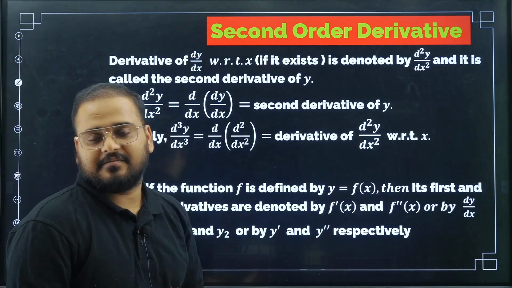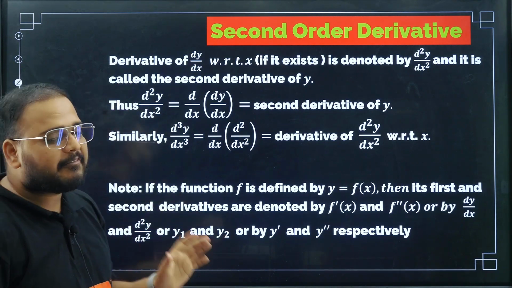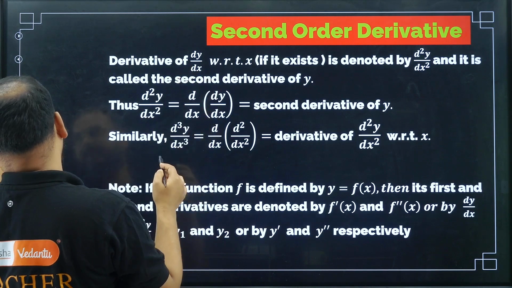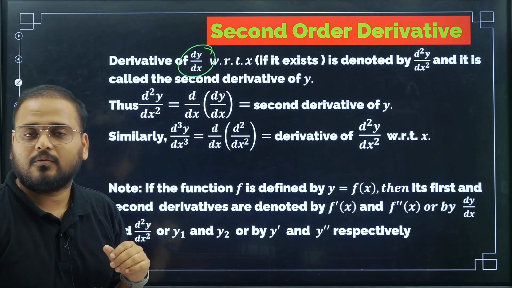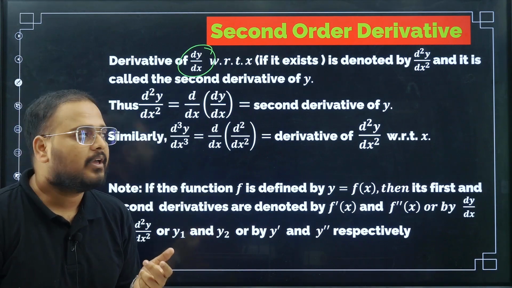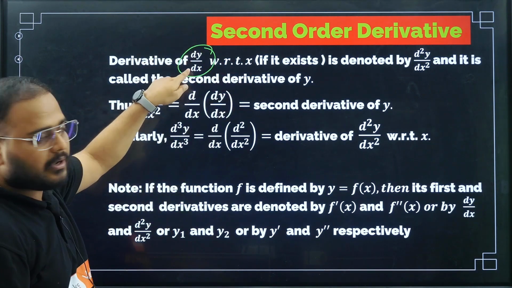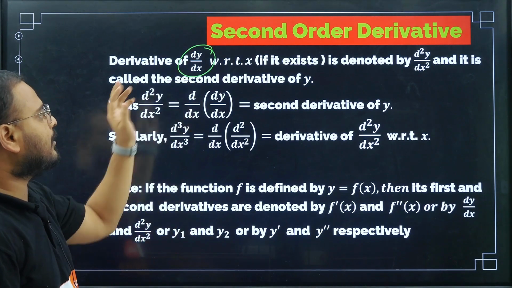Now the second order derivative, the second concept which is there for us. First of all you should understand the differentiation that we write as dy by dx. It can be called the first order derivative also. This is differentiation of y with respect to x, I can call this the first order derivative of y also.